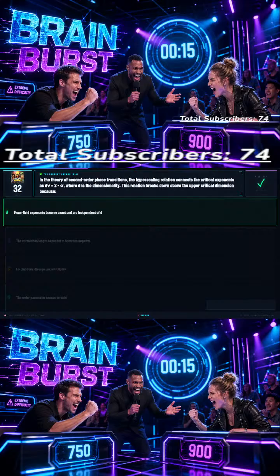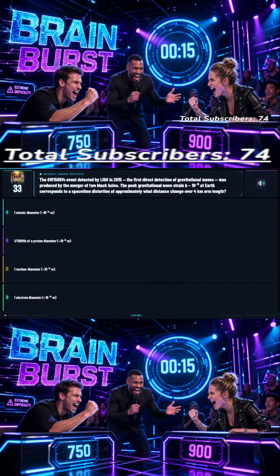Question 33. The GW150914 event detected by LIGO in 2015, the first direct detection of gravitational waves, was produced by the merger of two black holes. The peak gravitational wave strain h of 10 to the minus 21 at Earth corresponds to a spacetime distortion of approximately what distance change over a 4 km arm length?